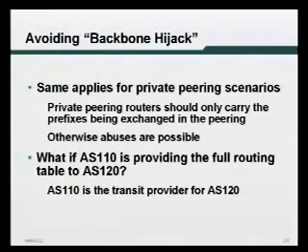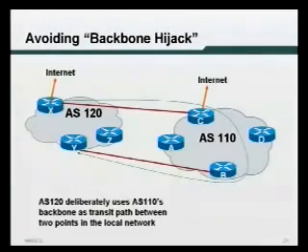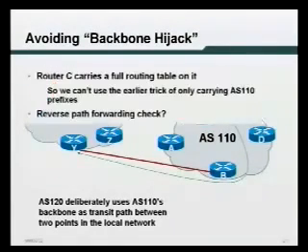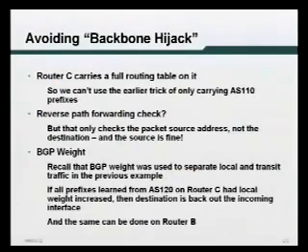What if AS110 is providing the full routing table to AS120? Well, 110 is now the transit provider for 120. That gets a bit more interesting. So AS120 deliberately uses 110's path. So again, you go from router X through to C to B, back through to Y. So router C is carrying the full routing table, so we can't use the earlier trick of only carrying 110 prefixes. What about using RPF?